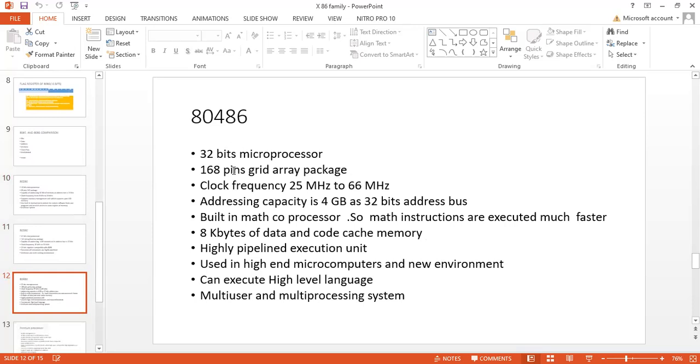Then 486, 80486, again 32-bit address, so 4 GB of memory, 168 pins IC. Okay, and up to 66 megahertz clock frequency. So now it has a built-in maths coprocessor, so the mathematical functions can be processed faster. 8 kilobyte of data and code cache memory. Highly pipelined execution unit. High-end computers, okay, can execute high-level languages. Multi-user, multi-processing system.